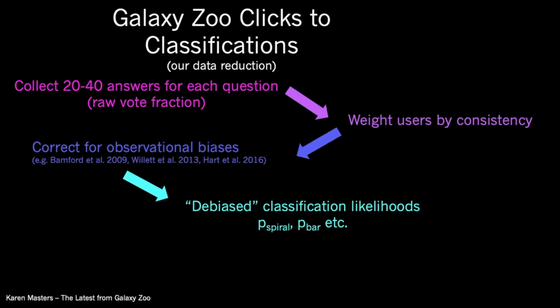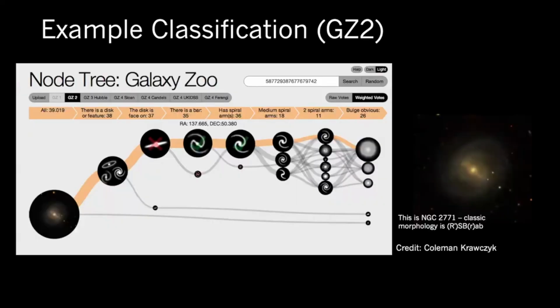These are numbers that vary from 0 to 1 typically, that see how likely we think it is that a certain feature is present in a galaxy. So sometimes we call these p-spiral, p-bar. They're a little bit like probabilities, but they're not formally probabilities. But they are numbers that vary from 0 to 1 that tell you about what features are visible. For a single galaxy, that kind of looks like this.